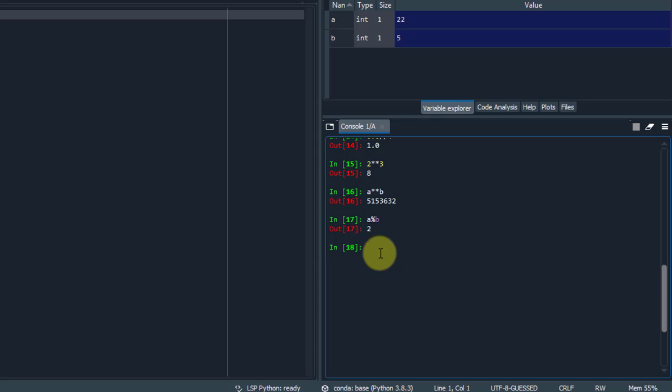Okay, that's it for this video. We've learned about arithmetic operators in Python, and we've also seen how to use these operators to carry out different mathematical operations. We've also seen the difference between the floating point division and the floor division.